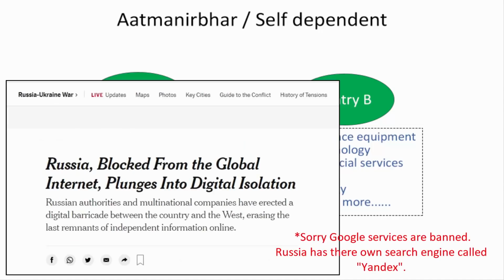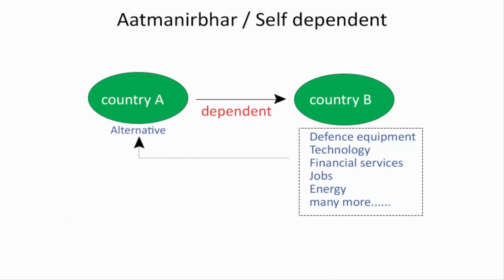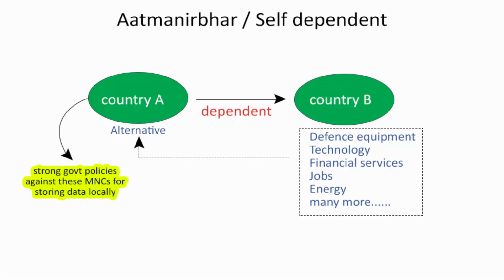Google has also blocked its internet in Russia. And if at all for some reason you cannot have an alternative, then what a country should do is create strong policies against these multinational companies for storing data locally and make them comply with it. This way they cannot pull the plug from their hometown. A local data center can be taken over and restarted in case of emergency.